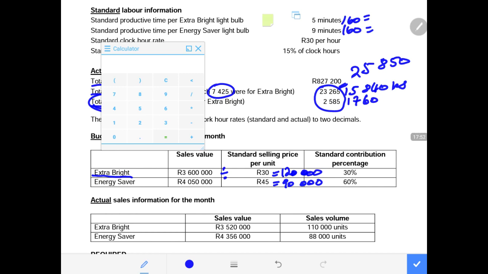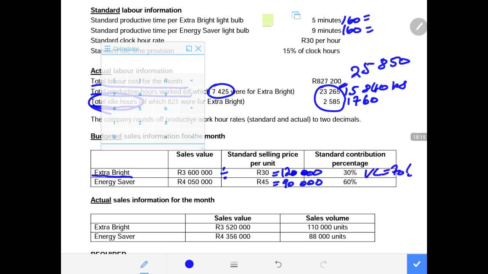Then after, they give us the standard contribution percentage, and our contribution percentage is 70%. So now if this is, sorry, it is 30%. I'm just thinking now from the other point of view. It is 30%, meaning 70% is variable cost. In other words, variable cost is equal to 70%. Therefore, the contribution will be 30%. So they have given us the contribution, not the variable cost. But I'm not going to be explaining that more in detail. I might confuse you on that.